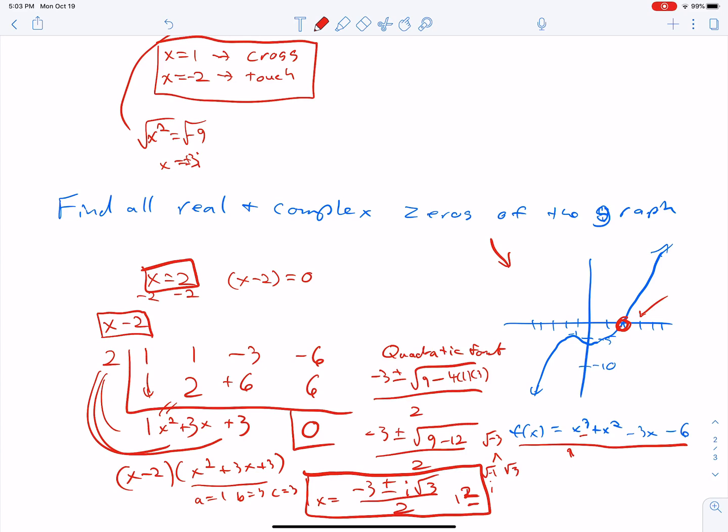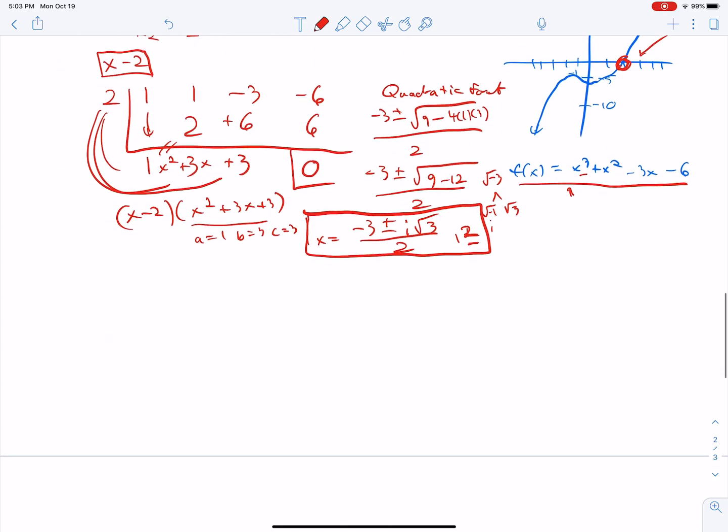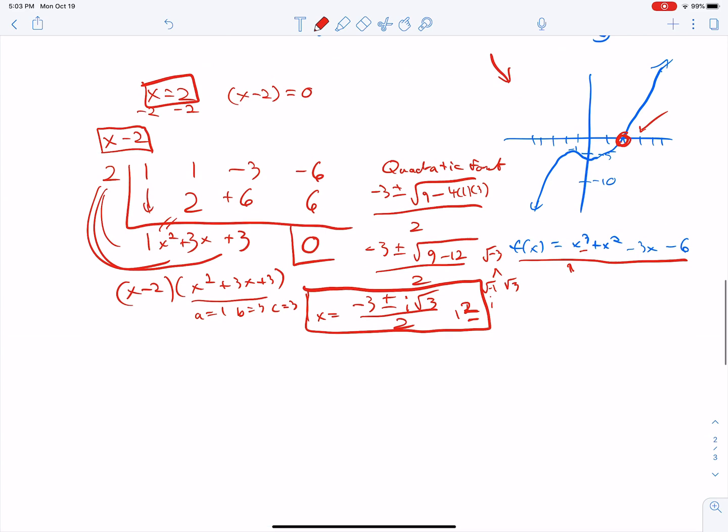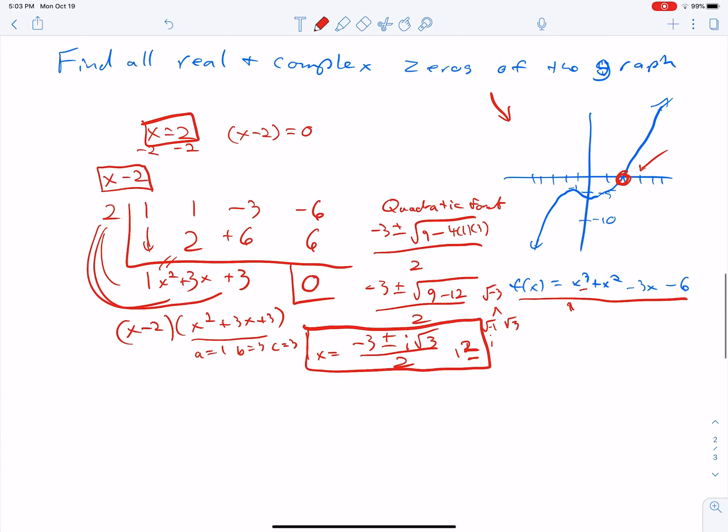So you can see how this is twofold. We read the graph, we find the 0, we then divide our polynomial by one of the factors. Then because we have a quadratic that we can't factor, we use the quadratic formula to find the solution. So this process is used throughout. So another way to do this is to find the zeros.